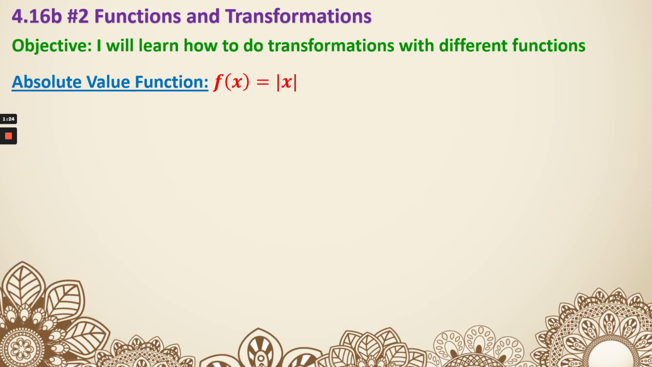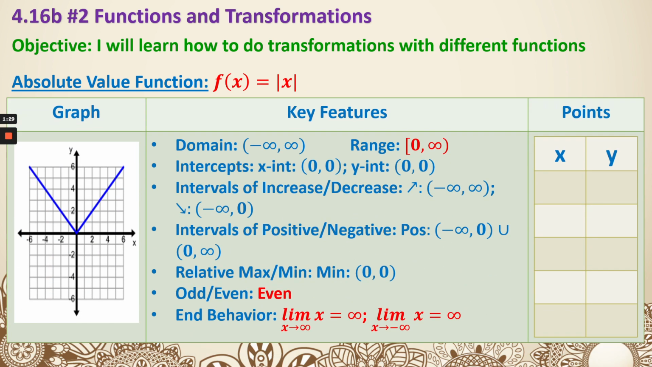The next function is absolute value. F of x equals absolute value of x. It's a checkmark function. And the points we're going to use are -2, -1, 0, 1, and 2. So we have 2, 1, 0, 1, 2 for the y values because the absolute value of -2 is a positive 2, -1 is 1. And these numbers are going to be provided to you during the quiz. So I'm going to actually have these numbers given to you.